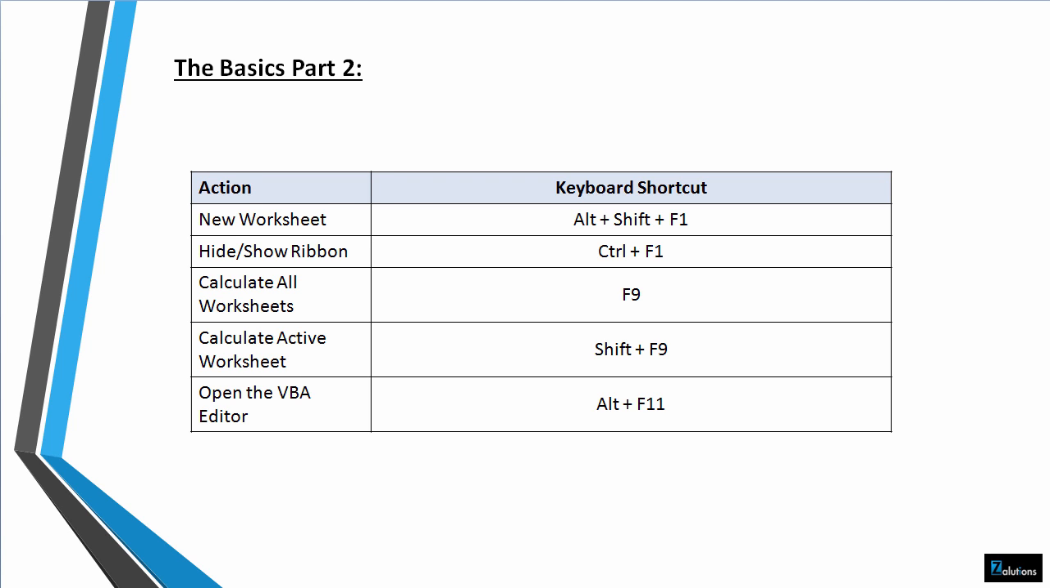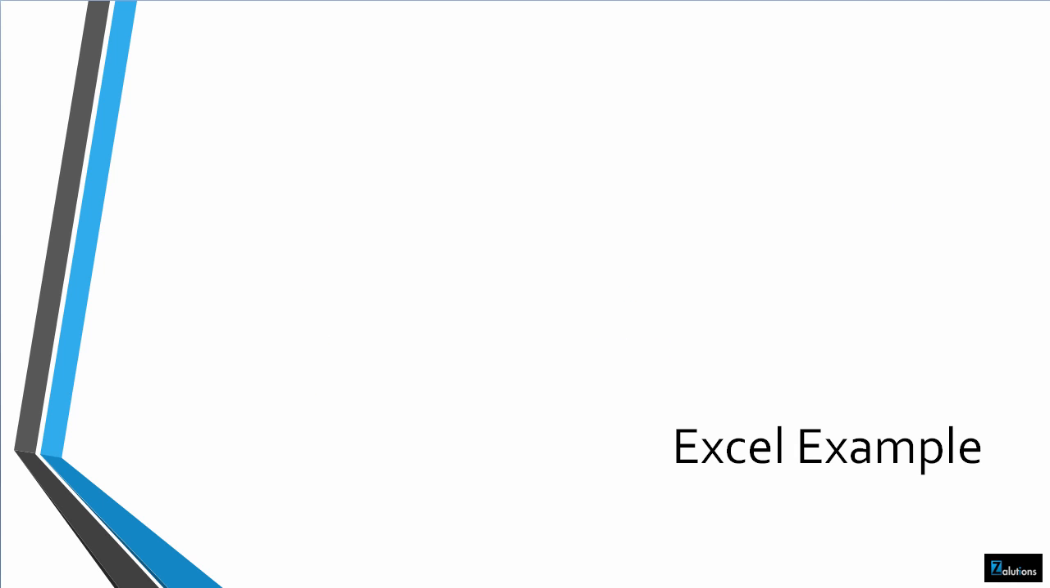Finally, if you are working in an Excel spreadsheet that contains macros and you want to access the VBA Editor quickly, just click Alt plus F11. This will open up the VBA Editor window for you. Now we will cover an Excel example to illustrate these handy keyboard shortcuts.